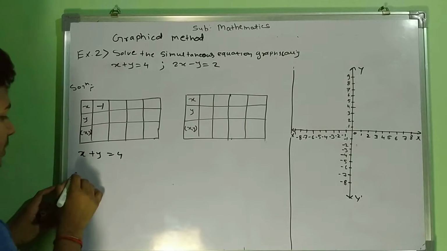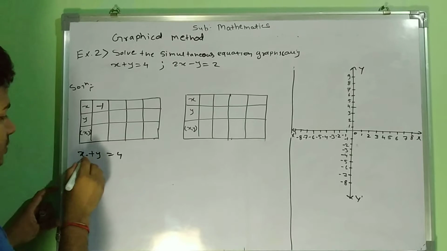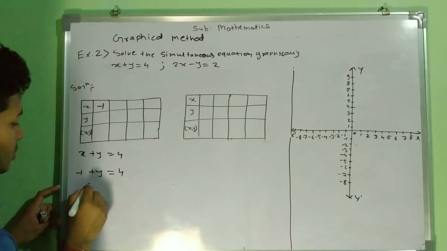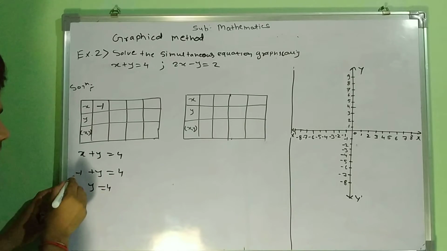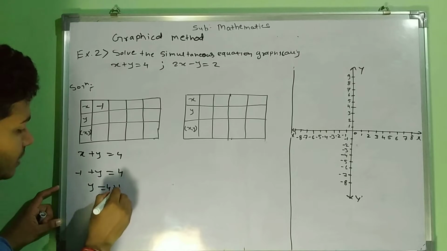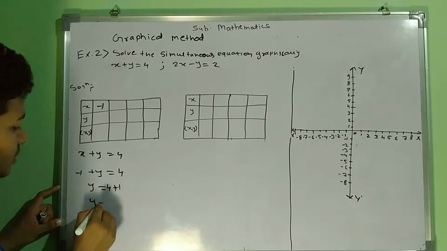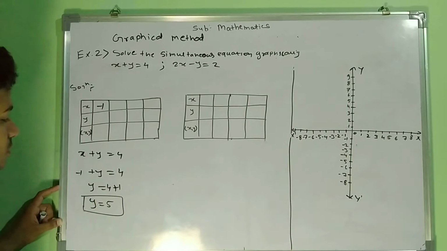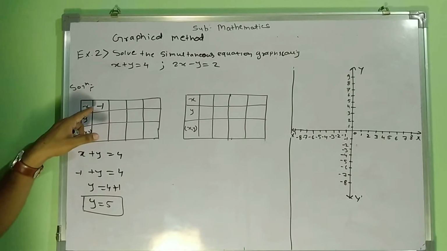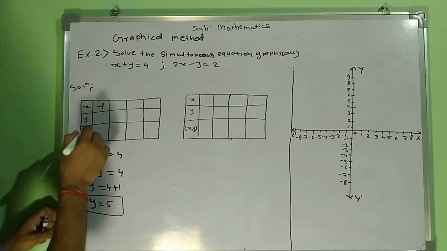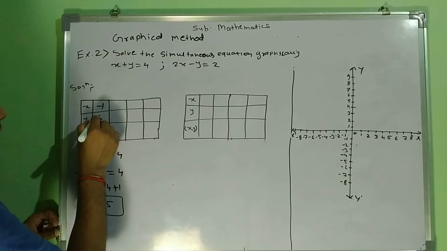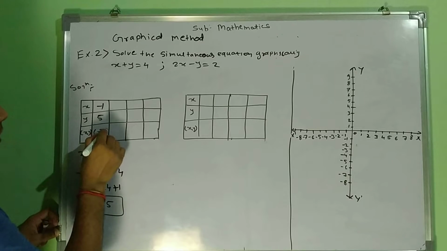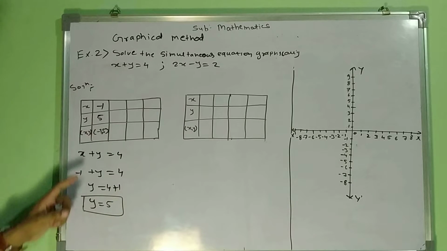So after taking the value of x as minus 1, our equation is minus 1 plus y equal to 4. So y will be equal to 4, that minus 1 will go to the right hand side, it will become plus 1. So y will be equal to 4 plus 1, which is 5. So whenever we take the value of x as minus 1, we are getting the value of y as 5. So the ordered pair will be minus 1 comma 5. This is our first ordered pair, minus 1 comma 5.